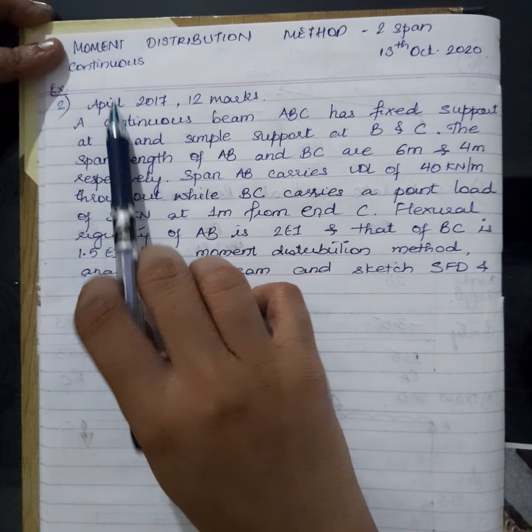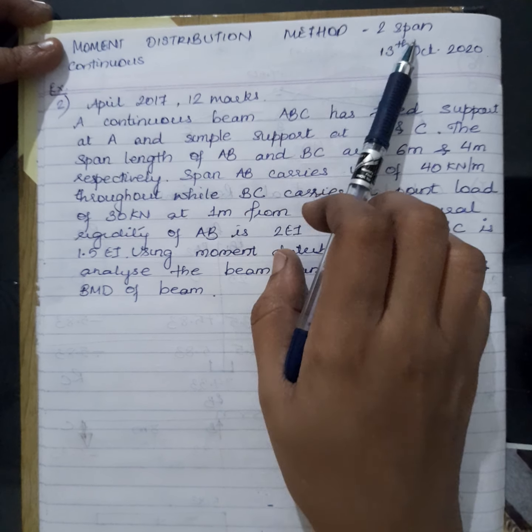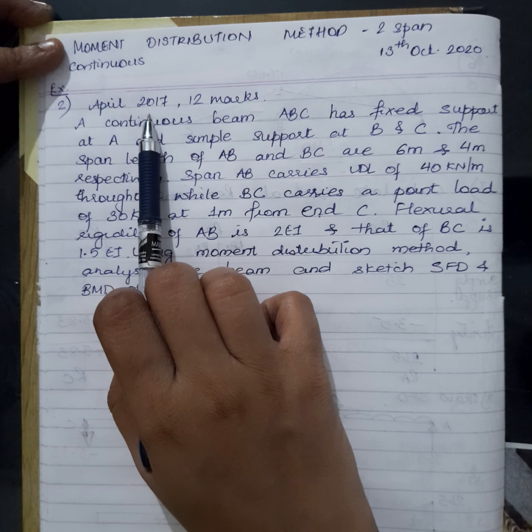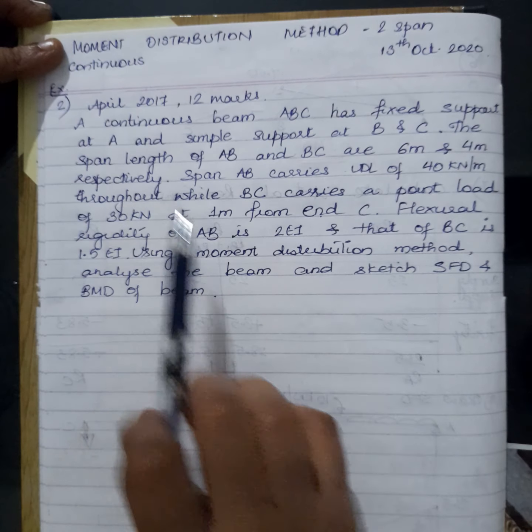This is the second numerical in the moment distribution method, a two-span continuous beam. This had appeared in the April 2017 question paper for 12 marks. Okay, let us draw this.